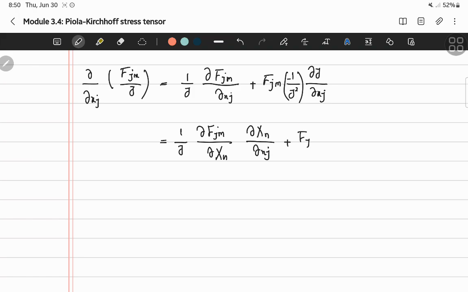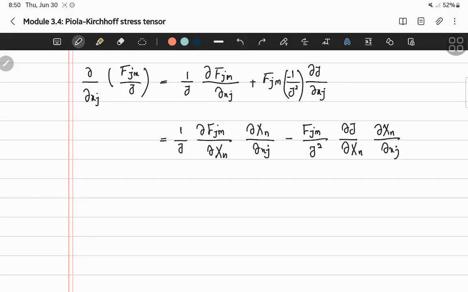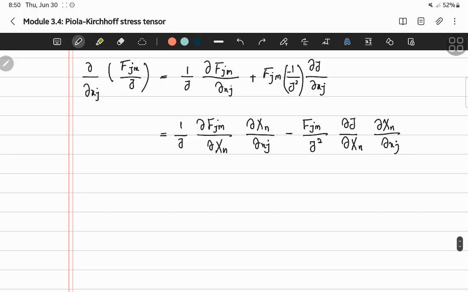plus fjm, so maybe minus fjm divided by Jacobian squared. So this partial derivative of fjm can be written as xn, then the partial derivative of xn with respect to xj. I'm not putting m in here, because if I put m in here, then we violate the Einstein summation equation. So I just undo these. So then we have xn and xn in here.